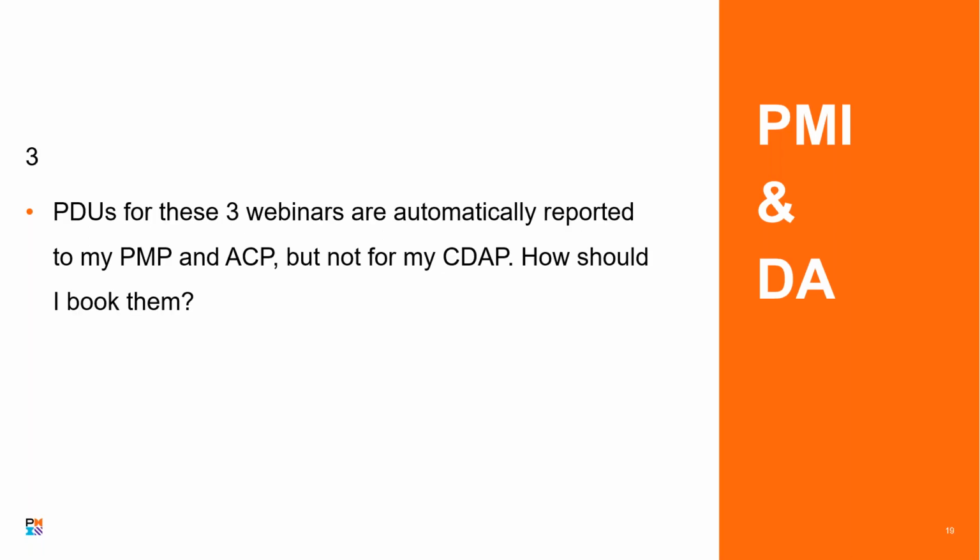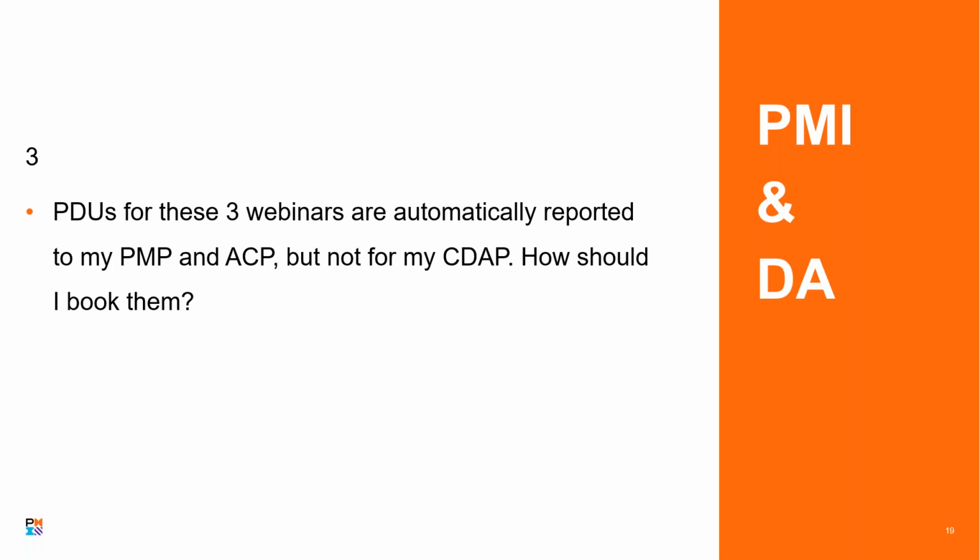Okay, this is a question about how to report credits. So the PDUs for these 3 webinars are automatically reported into PMP and ACP, but not for CDAP. So it's a technical question. What should a participant do to get CDAP recognized? Sure, just log into disciplinedagile.consortium.org and put them into your member profile. Yeah, so it's a pure data entry issue.